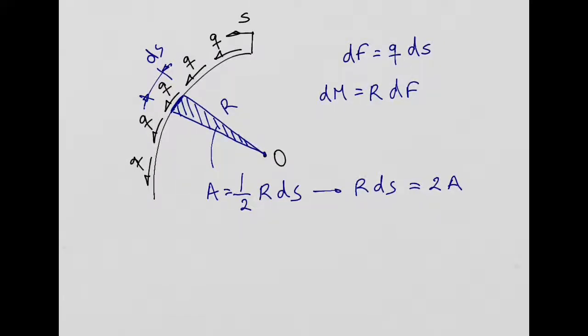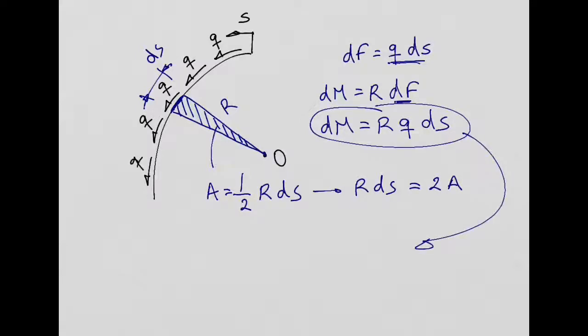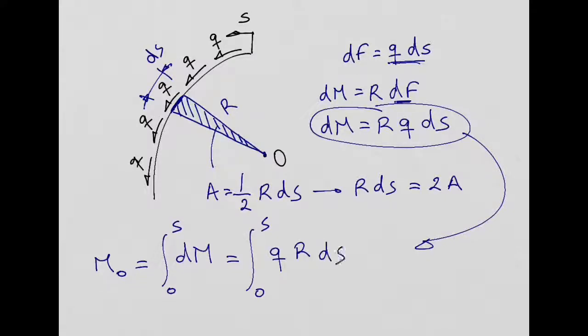And why am I doing all of this? Because look at this. I can replace in this equation dF by q ds. So if I do that, I get dM is equal to r q ds. And now if I continue here below, if I want to get the total moment about point O, I need to integrate this, right? From 0 to s. It means I need to integrate dM, which is q r ds. I'm just replacing the dM by this equation, okay?